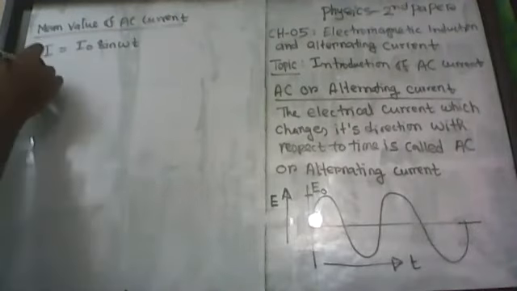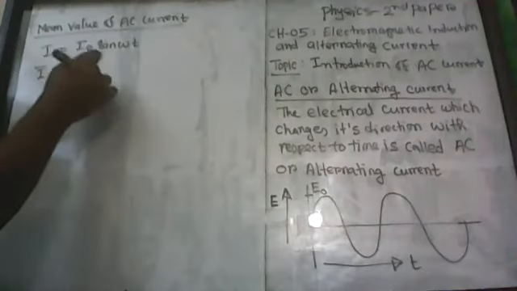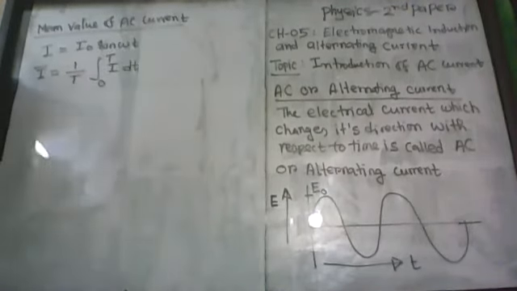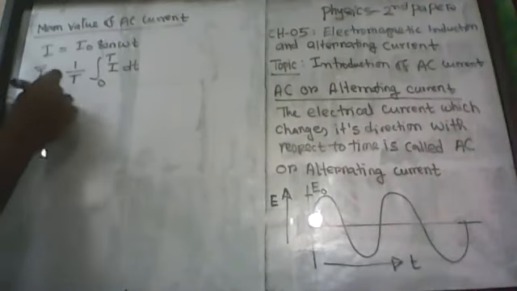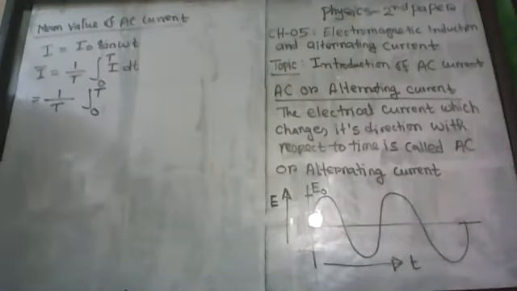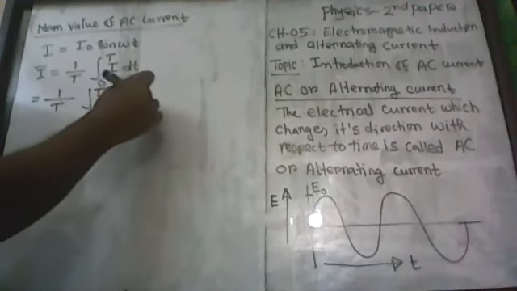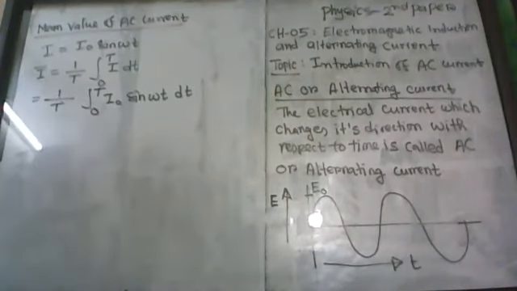So the average value of AC current for a complete cycle will equal 1 by capital T, integration from 0 to T, of I dt. This function will give you the average value of AC current for a complete cycle, because capital T is nothing but the time period. So 1 by capital T, 0 to T, where I equals I naught sine omega t, and then dt.